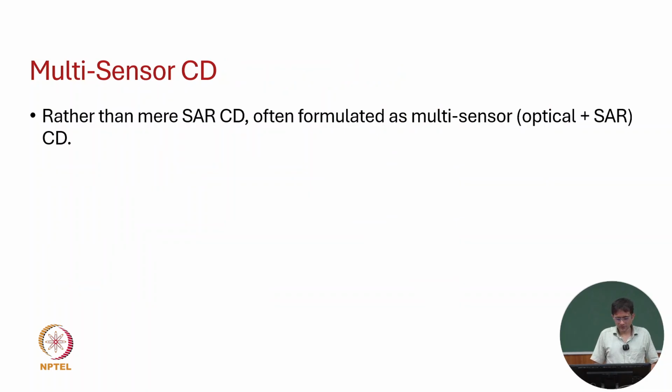I was talking more in the single sensor scenario, where the pre-change and the post-change are both SAR images, or it could have been both optical images. But rather than mere SAR change detection, if we formulated this as the multi-sensor scenario that I also discussed a minute ago, how will the architectures vary? This is also a very important aspect, but we will not go into so much detail this week, rather in one of the subsequent weeks.